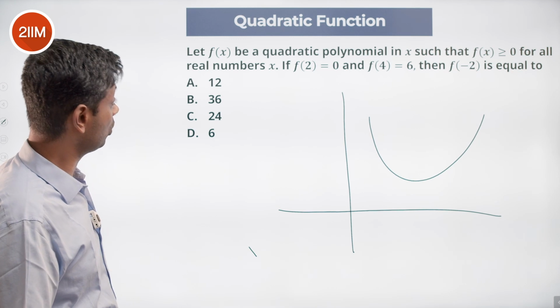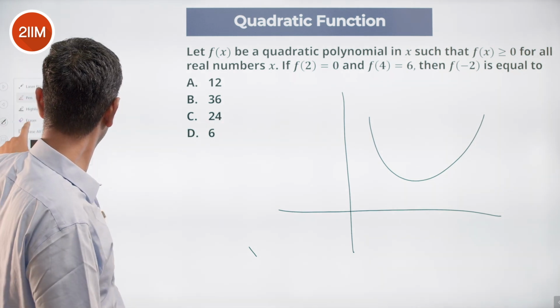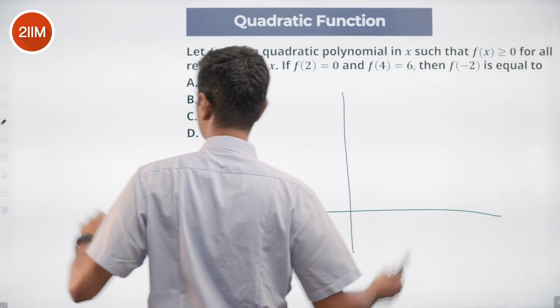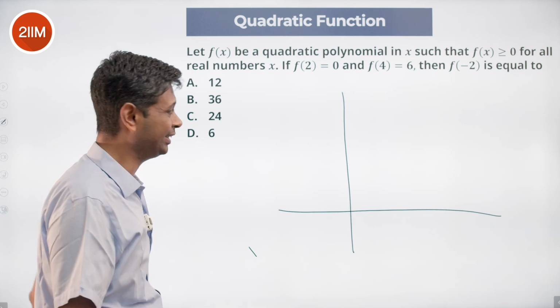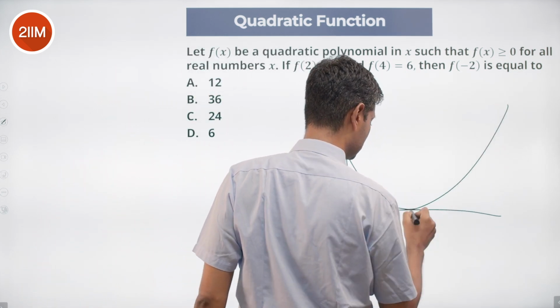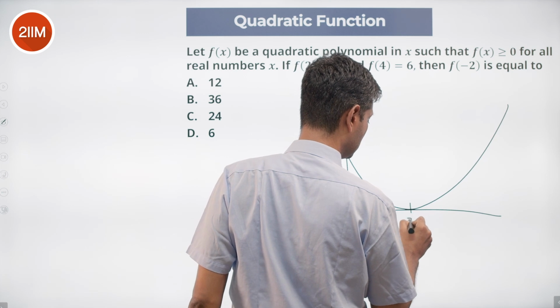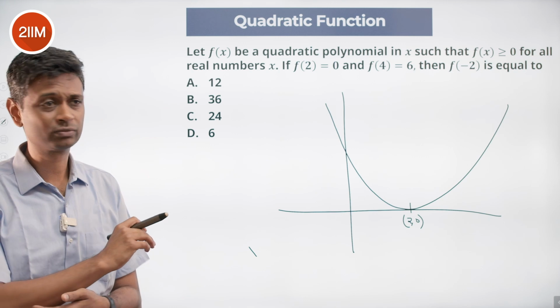Now, f of 2 is equal to 0 and f of 4 is equal to 6. So f of 2 is equal to 0. What does it mean? I remove this, and I say, okay, this is not flying above the x-axis. It is touching the x-axis. At 2, it goes to 0.